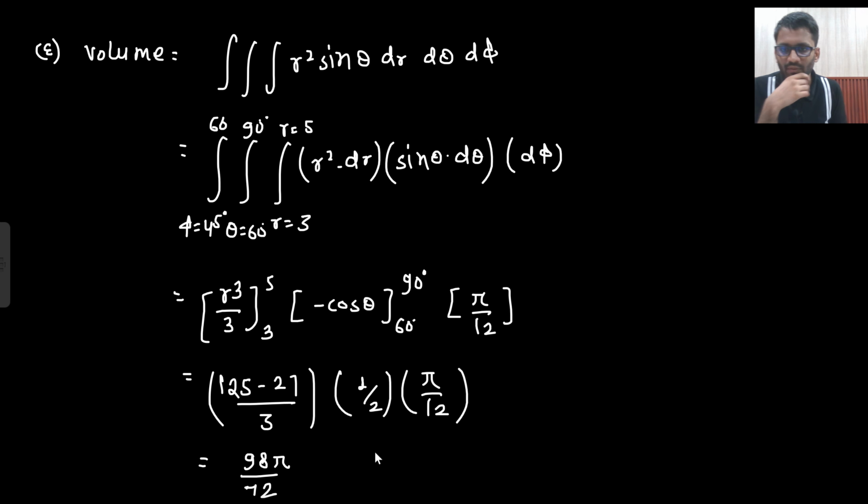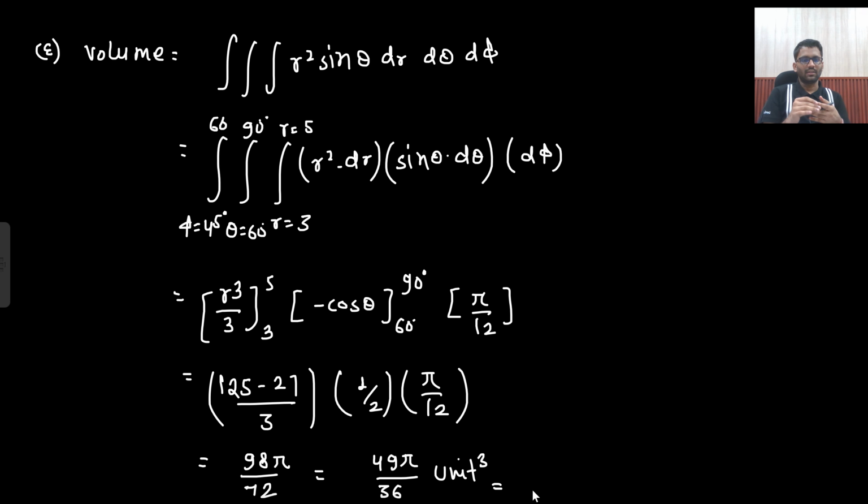What can I do? By the table of 2 it can get cancelled, or is there anything else? Let's check. 49 pi divided by 36, that will be the answer, unit cube.